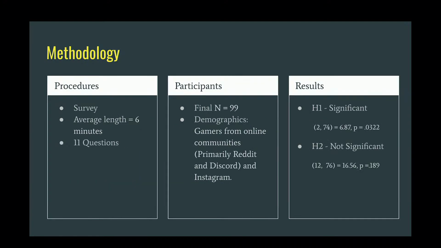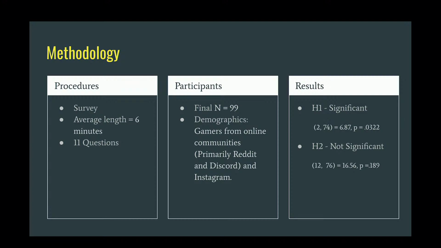Our methodology. The procedures include a survey that ranges from a 6-minute survey with 11 questions. Next are the participants. We had a total of 190, with only 99 being useful. We could only use those because of the demographics we used: online communities like Reddit, Discord, and Instagram.